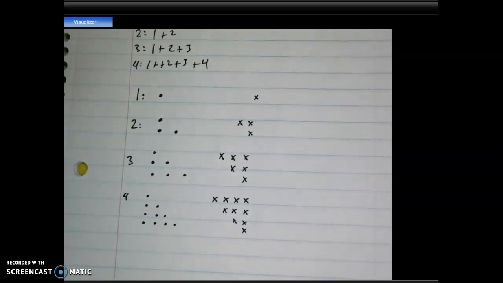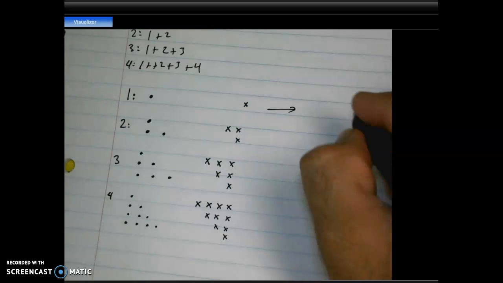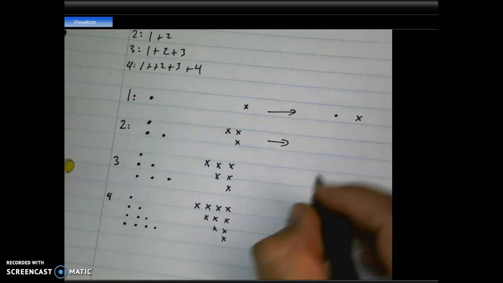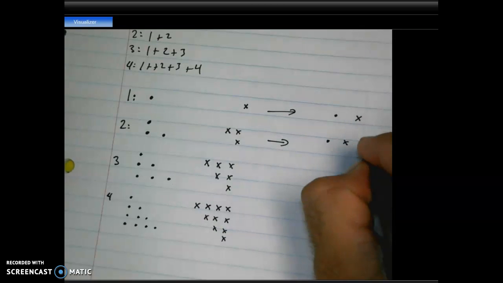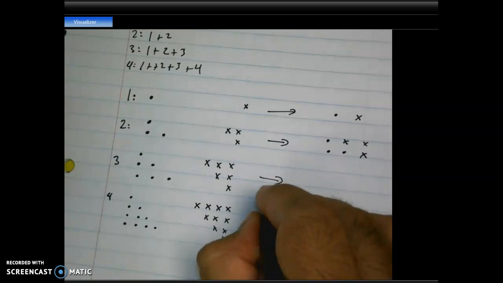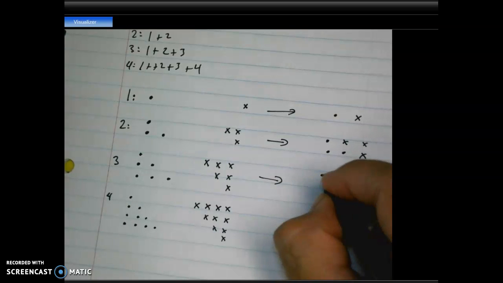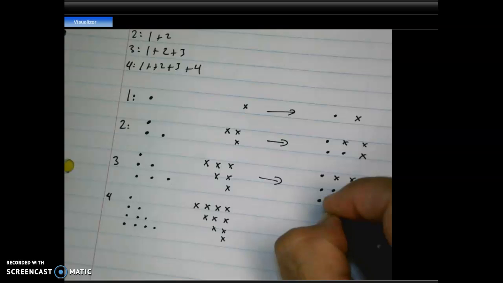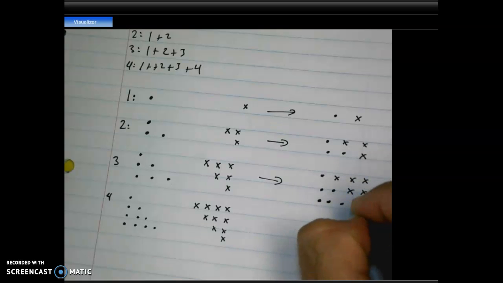Now why am I doing this? Let's smush them together. Okay? Here's my first term, a dot and an x. If I smush these together, I've got a dot and 2 x's, then I've got 2 dots and an x. Now we're getting to where we need to be, but bear with me here while we do this other part. A dot with 3 x's, 2 dots with 2 x's, 3 dots with 1 x.